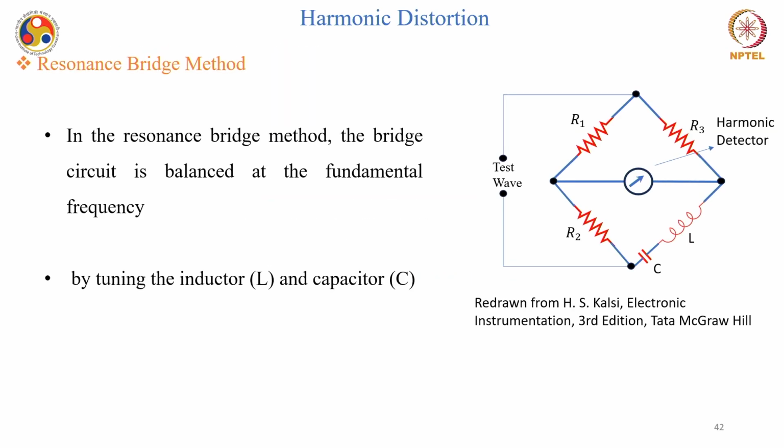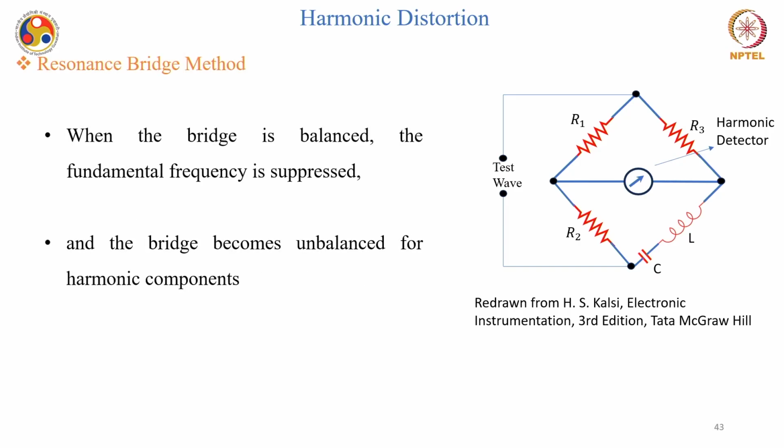The first is the resonance bridge method. You can see that I have R1, R2 in 2 of the arms. I have a harmonic detector. I have shown it by showing a variable resistance, and in one of the arms I have capacitance and inductance in series, and then I have a test wave. In the resonance bridge method, the bridge circuit is balanced at the fundamental frequency by tuning the inductor and capacitor values. When the bridge is balanced, the fundamental frequency is suppressed, and the bridge becomes unbalanced for any harmonic components.